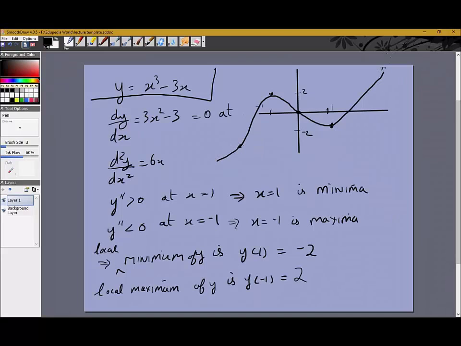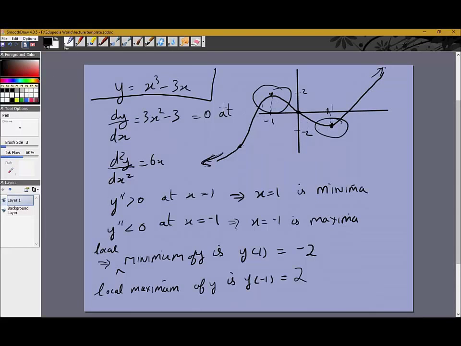As x goes to infinity, y also goes to infinity. As x goes to minus infinity, y goes to minus infinity. So if you were asked what is the global maximum value of this function, that is infinity. What is the global minimum value of this function? That is minus infinity. What is the local maximum value of this function? That is 2, and it happens at x is equal to minus 1. What is the local minimum value of this function? That is minus 2, which happens at x is equal to 1.